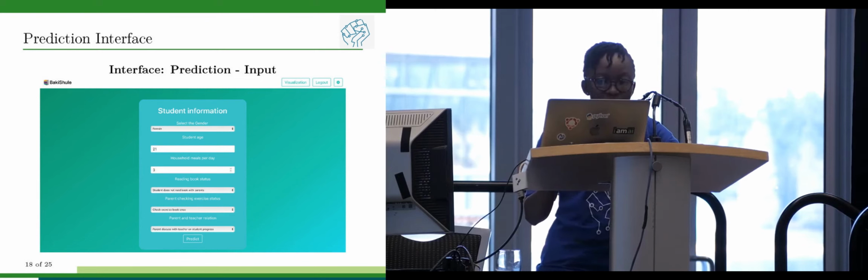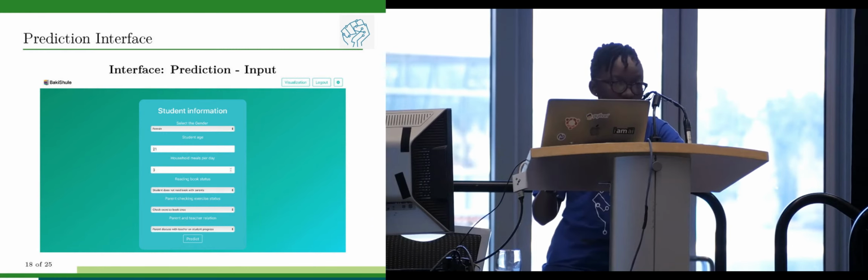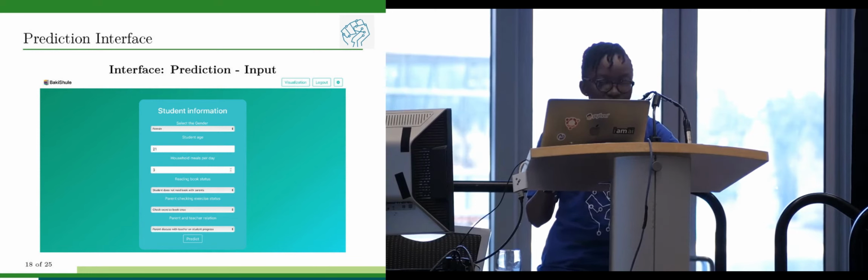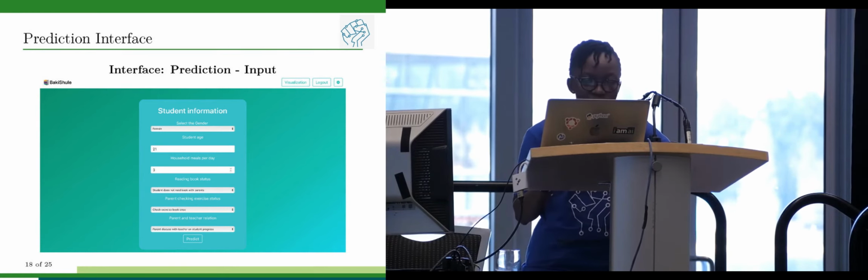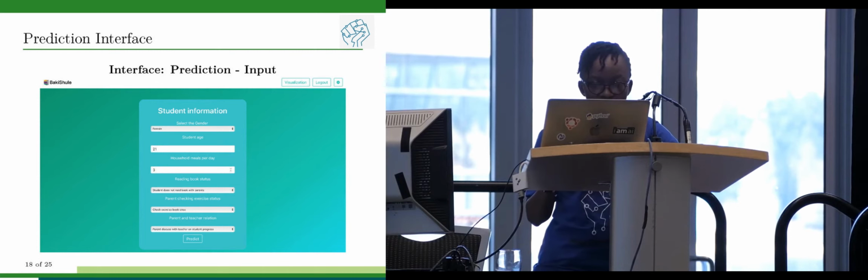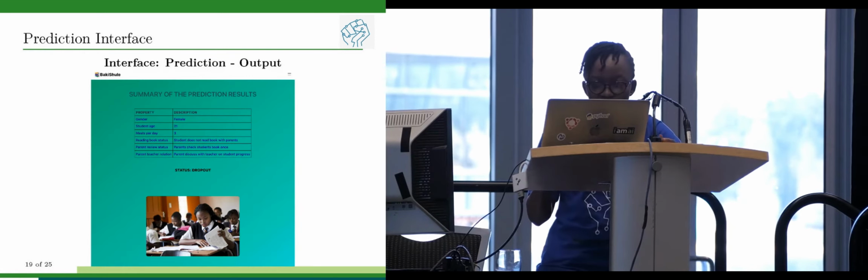So this is the input prediction interface, whereby the input student information was generated from the feature engineering experiment. Those 6 well-performing features have been used as student input information: student gender, student age, household meals per day, reading book status, parent checking exercise status, and parent-teacher relation.